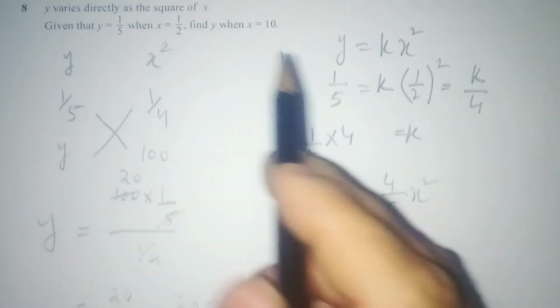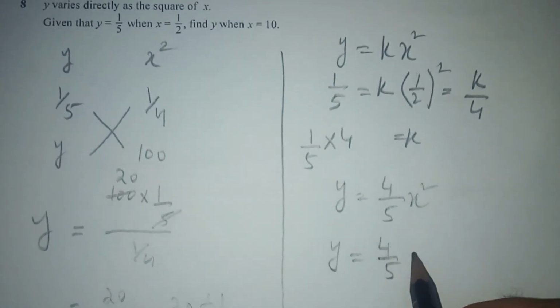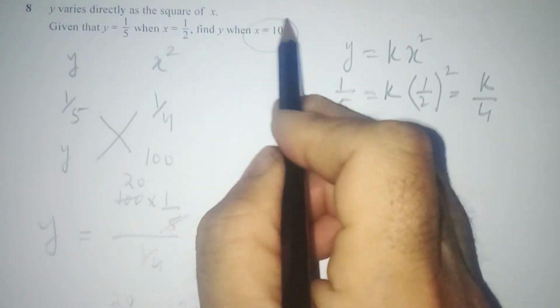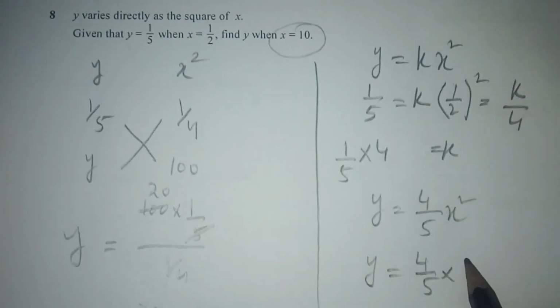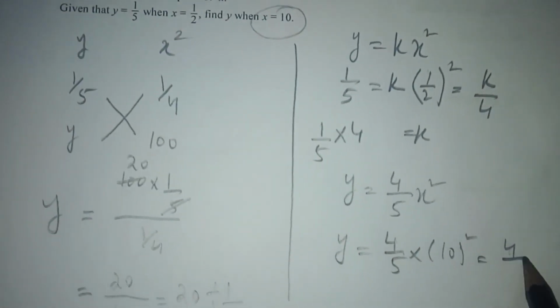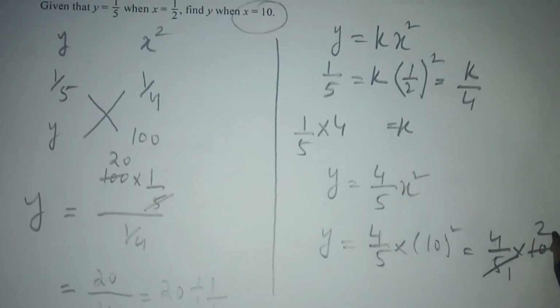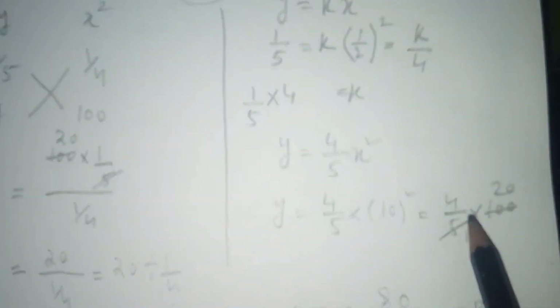Now we put these values. So what is y? 4 over 5 when x is 10. So I will put 10 over here. This is 10 square, which is 100. 4 over 5 into 100. So 5 ones are 5, and 5 20s are 100, and 20 times 4 is again 80.